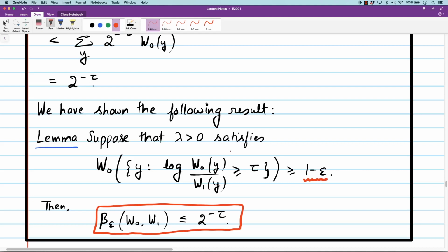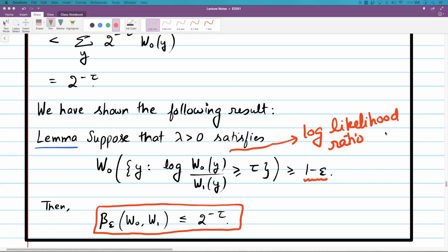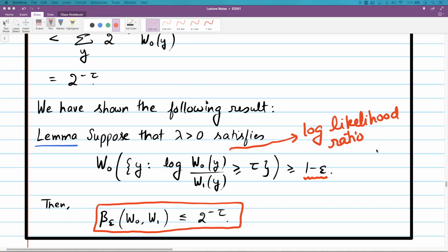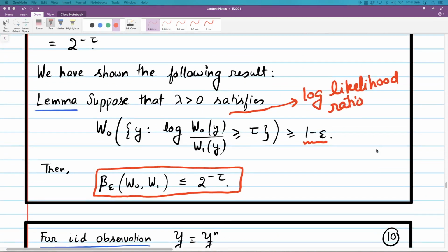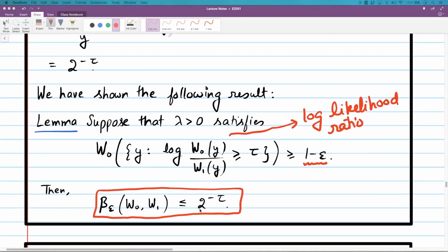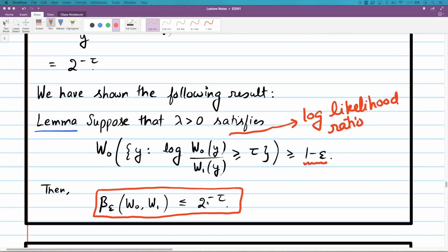So this thing is called the log likelihood ratio. Its likelihood is this guy. This is the likelihood ratio, and this is the log of it. It's a log likelihood ratio, LLR sometimes. Okay, and so we have seen this very simple formulation here. So we have a handle over beta epsilon W0 W1. It's at most 2 to the power minus tau.